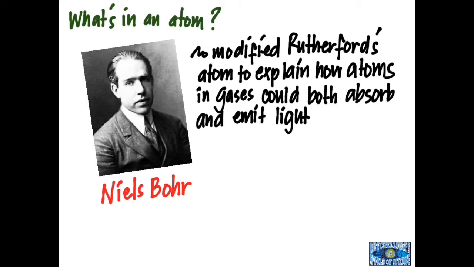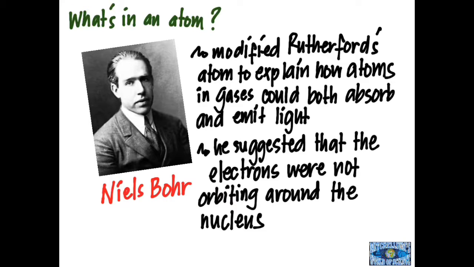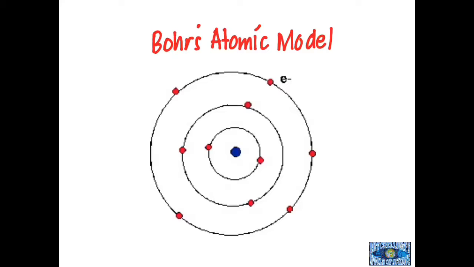In 1913, a Danish physicist, Niels Bohr, modified Rutherford's atom to explain how atoms in gases could both absorb and emit light. Bohr suggested that the electrons were not orbiting just anyhow around the nucleus, but rather must be fixed into certain allowed orbits and no others. This diagram shows Bohr's atomic model.